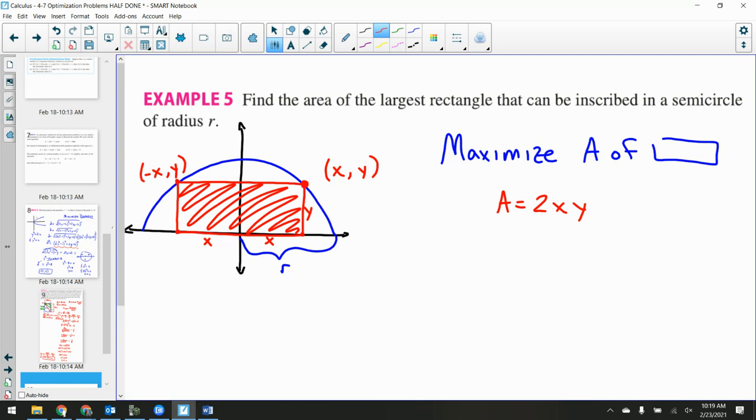All right, so maybe there's some way that I can get y to be replaced with something else. Maybe this equation of the semicircle is going to help us a little bit. Anybody remember the equation of a circle? I'm talking about how to graph a circle. Anybody remember that? Very good. X squared plus y squared equals r squared.